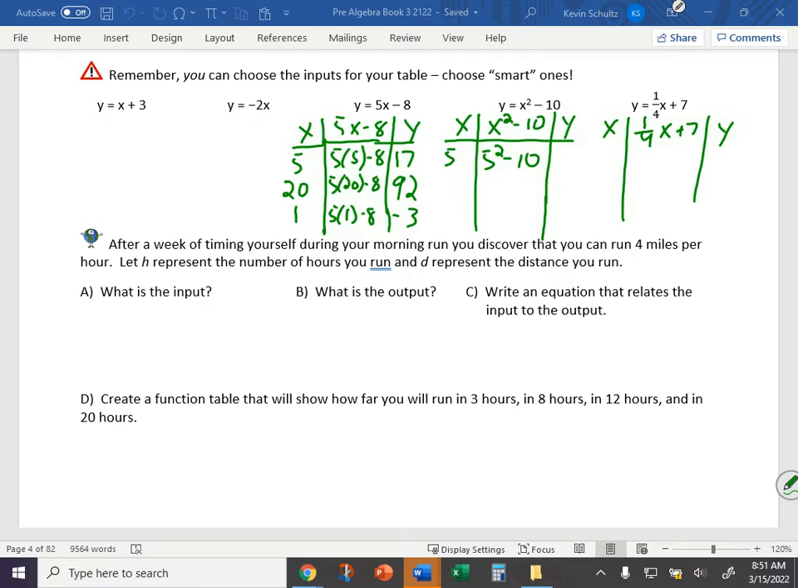So 5 squared, 5 times 5, and take away 10. 15 is correct. Okay. Shay, what'd you pick? 16. My goodness. 16 squared minus 10, what'd you come up with as an output?